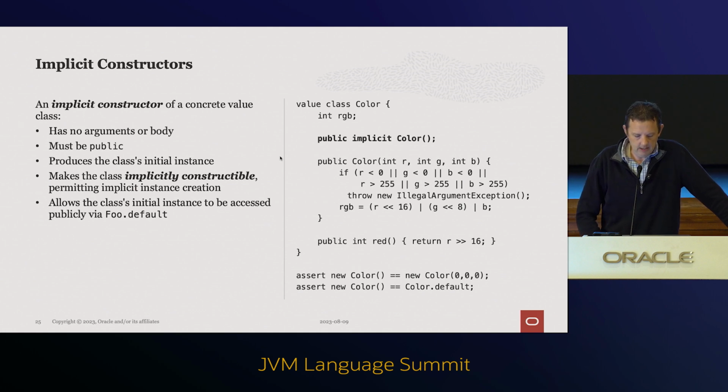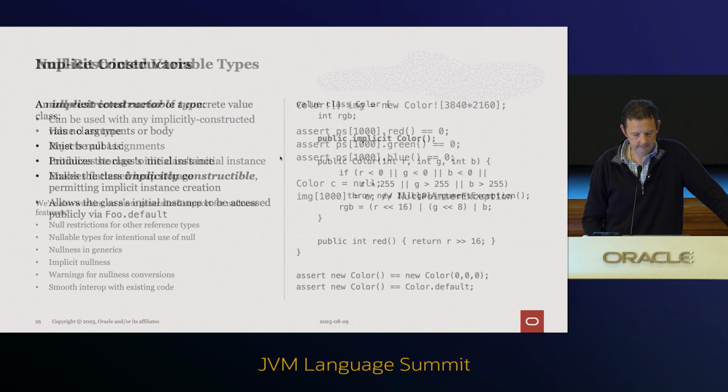So here's a Color class that has an implicit constructor, and what that means is when I call new Color, I get the same thing as if I set everything to 0. And when I call new Color, I get the same thing as Color.default.